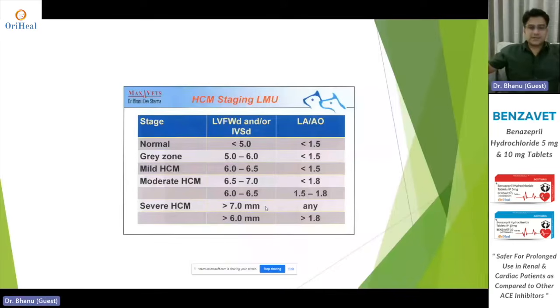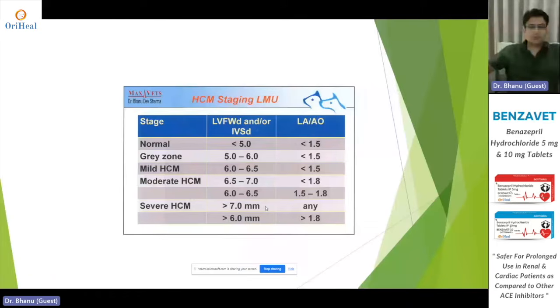This is an HCM staging which is followed at Munich University, and I've seen that it works, because when we do the staging and tell the clients whether it is a mild, moderate or severe form of HCM, the clarity regarding the prognosis becomes important here. And if we communicate things properly to the client, then in cases of a fatal event when the cat dies, it would not come as a shock to the client. So mild cases of HCM as per this staging is 6 to 6.5 mm.